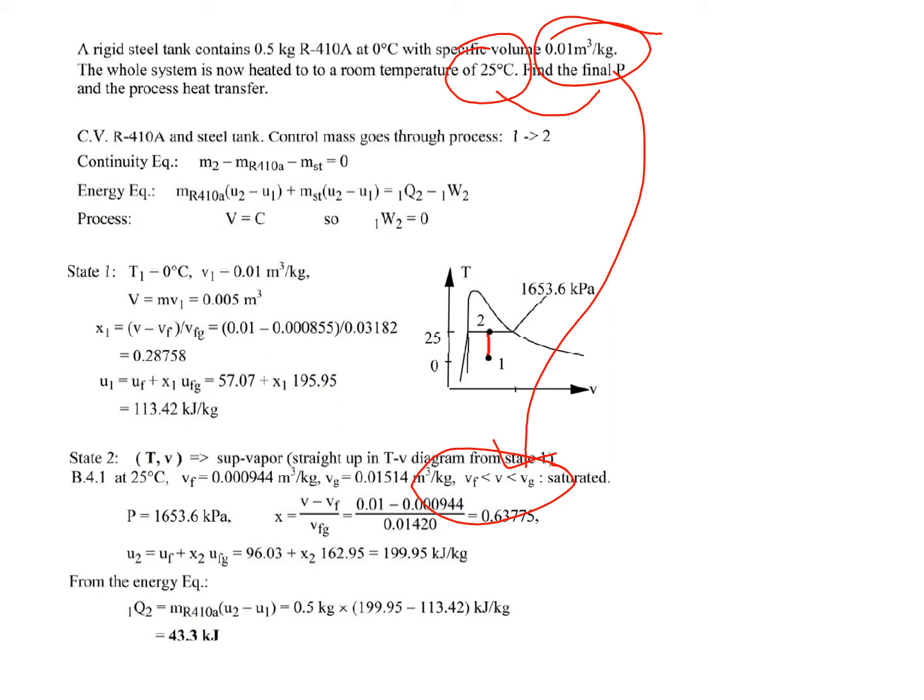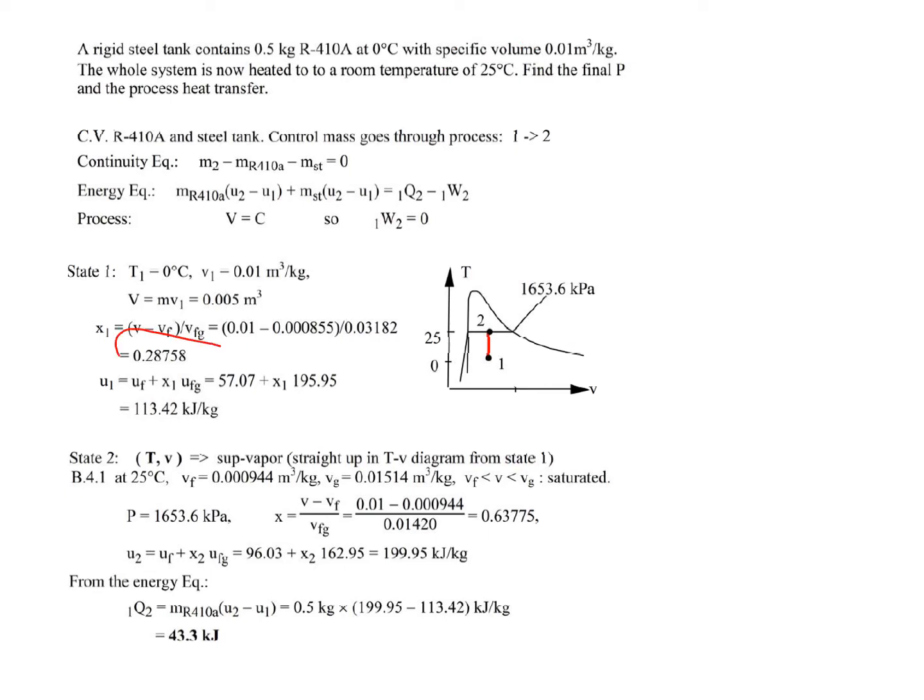So again we will find the value of x for the present state, and we will find that the percentage of vapor has increased from 0.2875 to 0.63775, that is 63.77%. Now the vapor is 63.77% of the total mass at the second state.